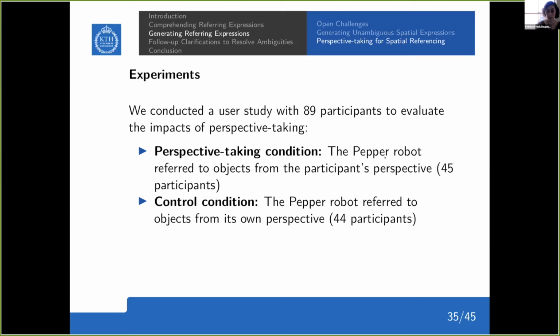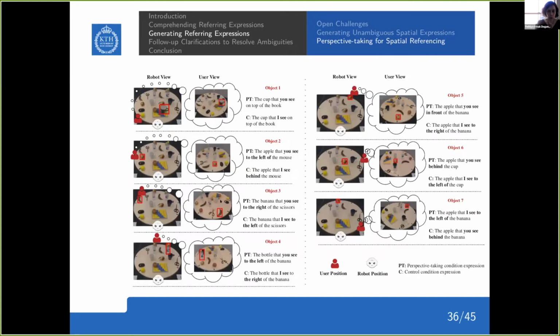So the users were either experiencing the perspective-taking condition or the control condition. Here is how the experimental setup looks. Users start the experiment on this side, and after the robot describes each object, the users rotate around the table to change their perspective each and every time.